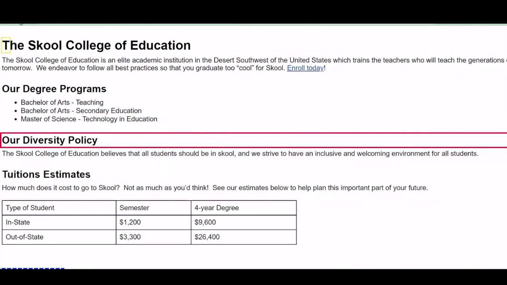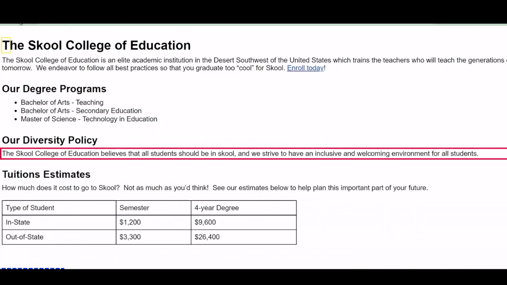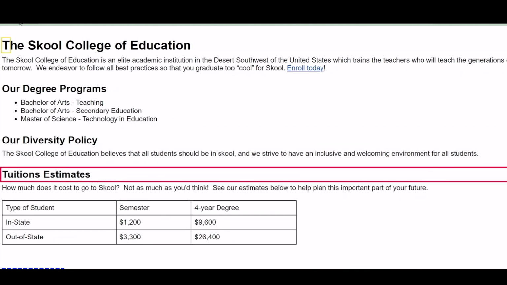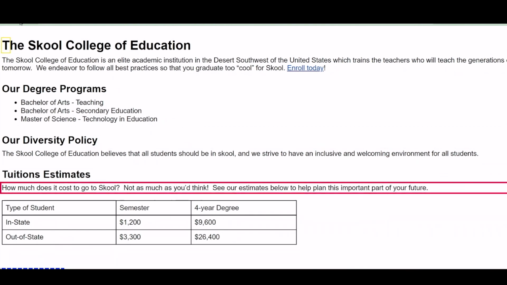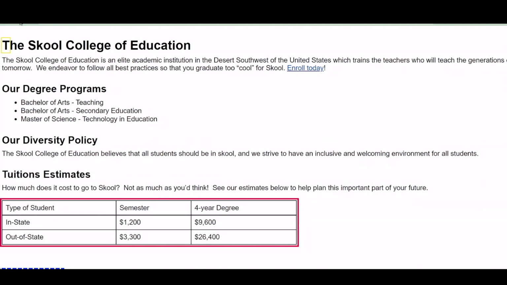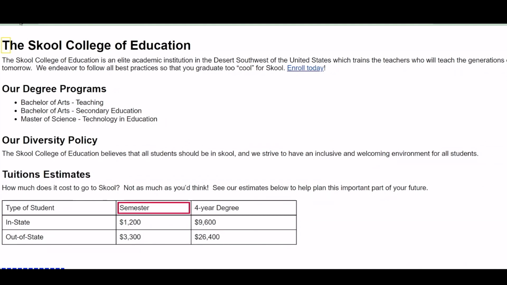Heading Level 2. Our diversity policy. The School College of Education believes that all students should be in school, and we strive to have an inclusive and welcoming environment for all students. Heading Level 2. Tuitions estimates. How much does it cost to go to school? Not as much as you'd think. See our estimates below to help plan this important part of your future. Table with 3 rows and 3 columns. Tuition estimates. In state versus out of state. Row 1. Column 1. Type of student. Column 2. Semester. Column 3. 4-year degree. Row 2. Column 1. In state. Column 2. $1,200. Column 3. $9,600. Row 3. Column 1. Out of state. Column 2. $3,300. Column 3. $26,400.